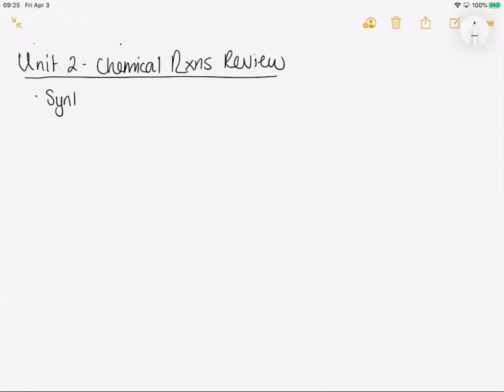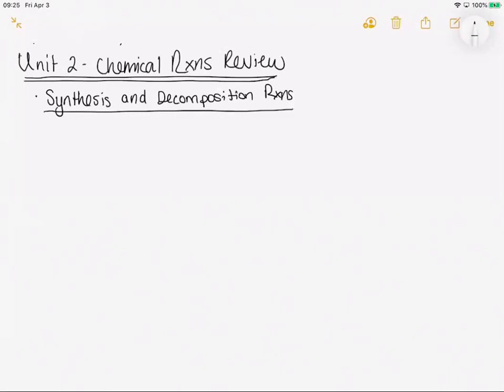are synthesis and decomposition reactions. All right, so the first one that we're going to look at are simple binary, so that means 2 compounds.